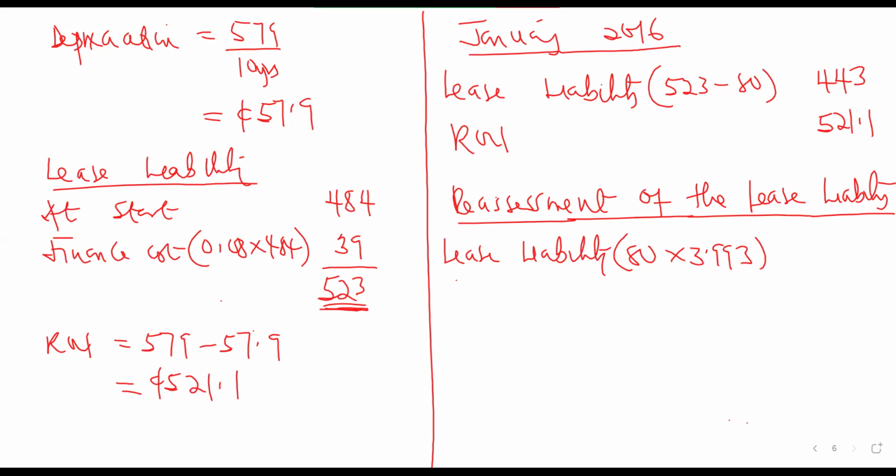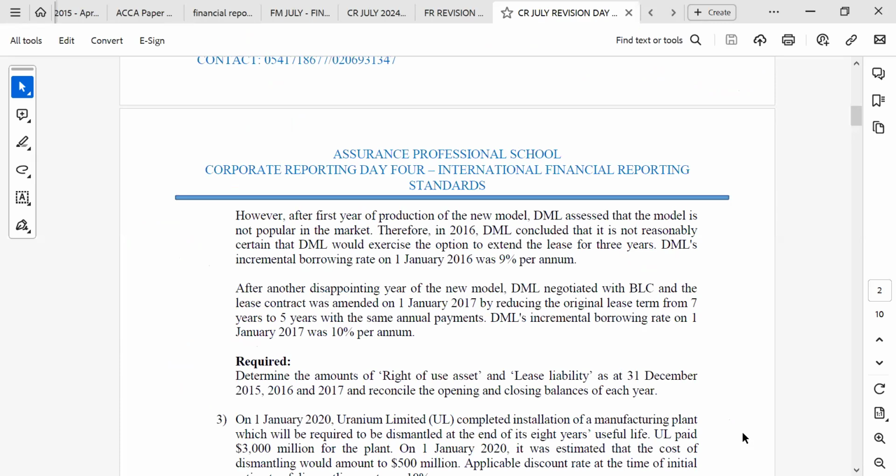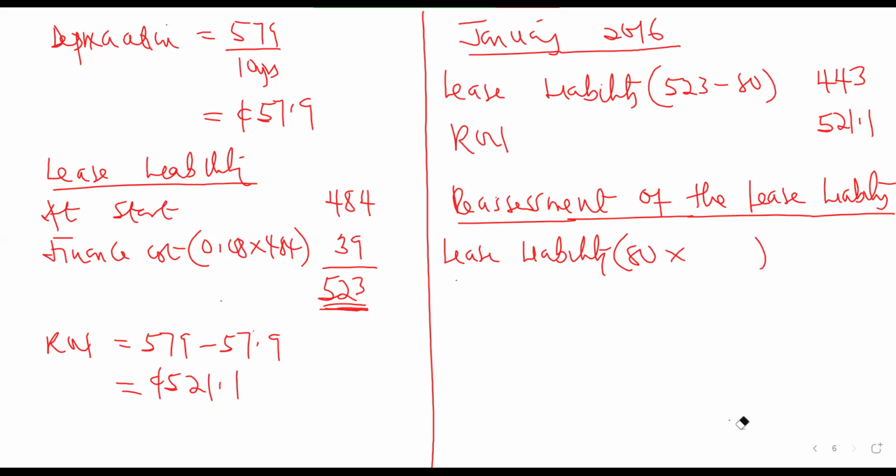Please, are we going to use the new incremental rate or the old one? At every date, the incremental rate will be 9%. So the annuity factor is 3.890. The arrangement will now be made taking into consideration our borrowing rate. At each date you use the borrowing rate or the interest rate implicit in the lease.